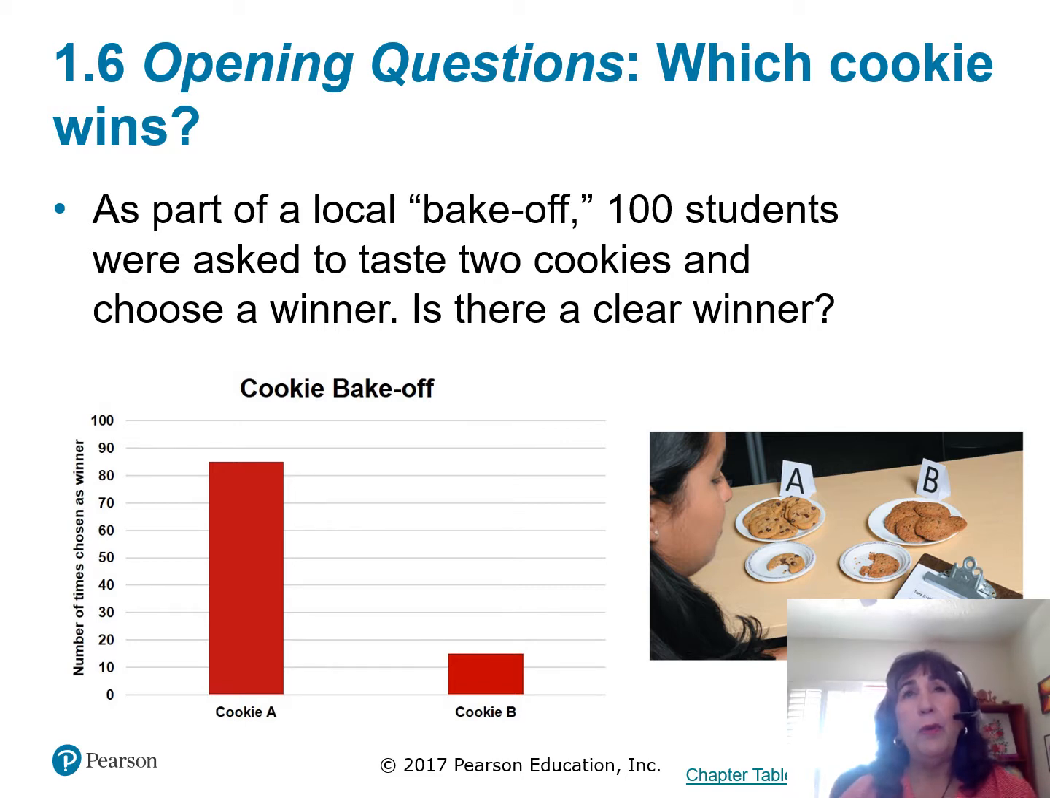Oftentimes when we're doing an experiment, we have to look at the data and analyze it. That often means putting data into graphs. Here in this slide, you see some cookies, and you also see a graph of cookie A and cookie B. So there's a cookie bake-off, and it looks like cookie A is winning. The number of times chosen as a winner is 80 times, whereas cookie B is a little bit less than 20 times. So definitely cookie A is a clear winner.